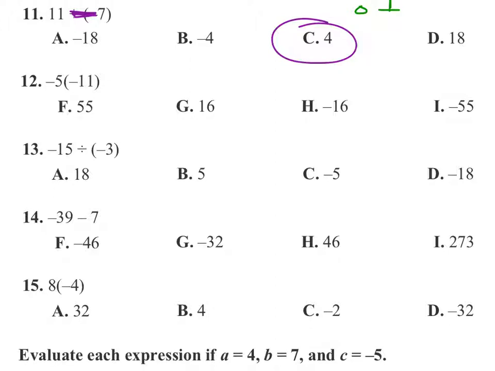What about 12? Now we have multiplication, so we do want to know how many negatives there are. In this one, I've got this negative 5, that's 1. Negative 11 is 2. 2 is even, so we know for sure that the answer is a positive, which means that right now H and I are eliminated. Well, 5 times 11, 16, right? 55. Very good. How did they get 16? Does anyone know? Yeah?